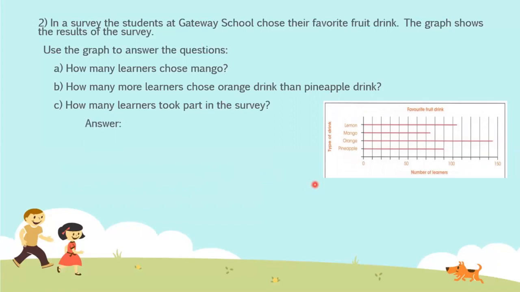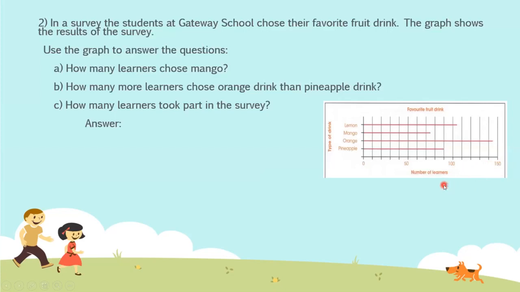The very first question is, how many learners chose mango? So we have to concentrate on the mango details. Before that, see in the x-axis, it is marked 0, 50, 100 and 150. These are the major markings. But between 0 and 50, you can see small divisions. What do they represent? In a graph, all the divisions are equally divided. So if this is 0 and this is 50, then all these four gaps look like 0, 10, 20, 30, 40, 50, 60, 70, 80, 90, 100, 110, 120, 130, 140 and 150. So now you know how to calculate.